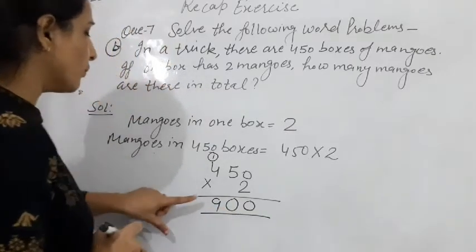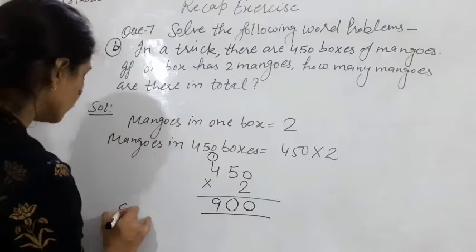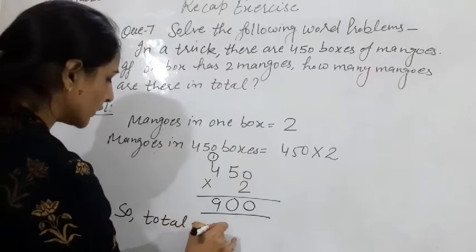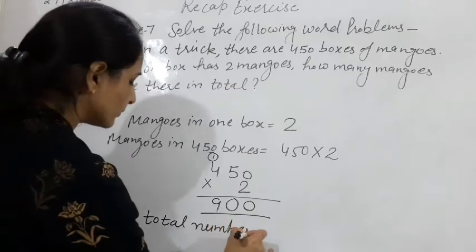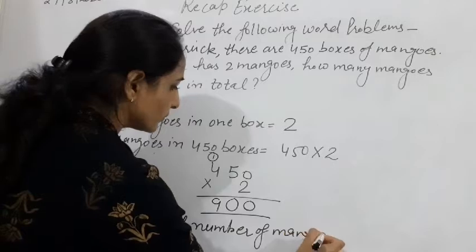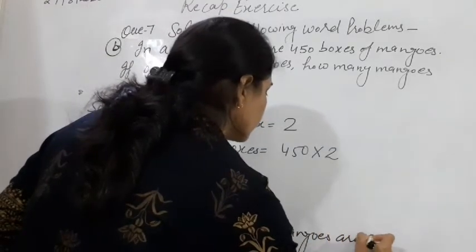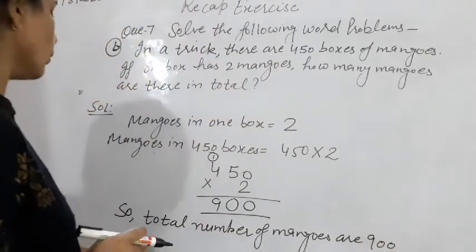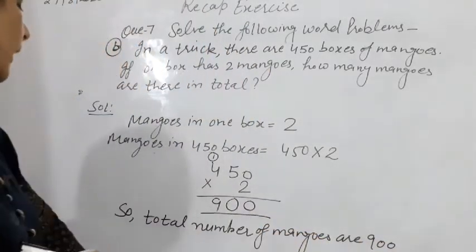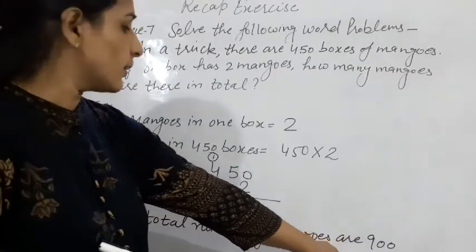Clear? So how many mangoes are there? It's 900. So we write, so total number of mangoes are 900. Clear? So total number of mangoes are 900. Clear? Or you can write also there, total mangoes are there, that is 900.